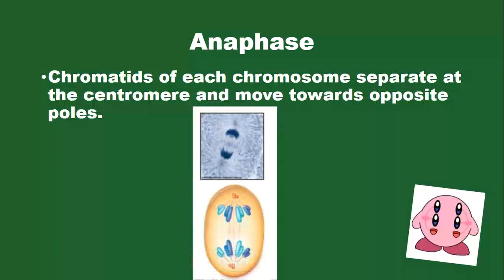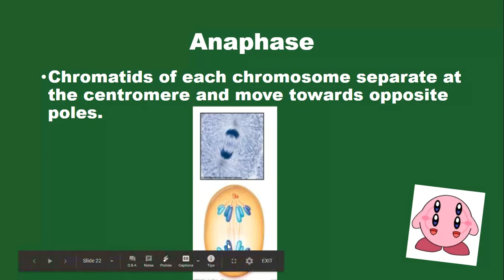In anaphase, that's where that happens. So the chromatids start to pull those chromosomes towards the opposite ends. So half of each chromosome is going to one side or the other of the cell. And you can see that on Kirby as well.